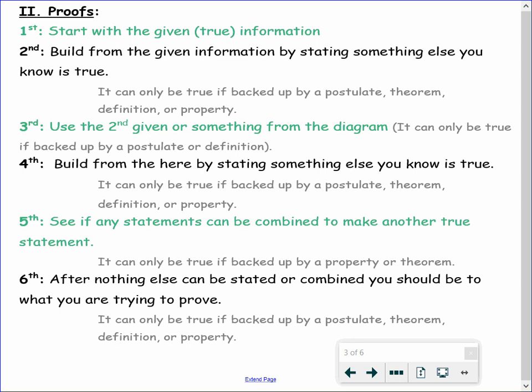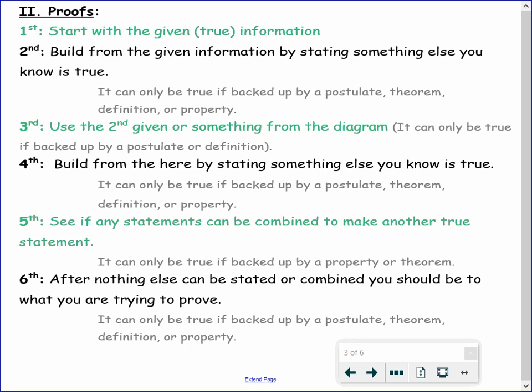Now, if you have exhausted everything you can say and you're like, but I'm not done, then you might want to go look for a second given, or maybe there's something from the diagram. Remember, if it comes from the diagram, it is going to be a postulate or a definition. So like the angle addition postulate, the segment addition postulate, the definition of vertical angles.